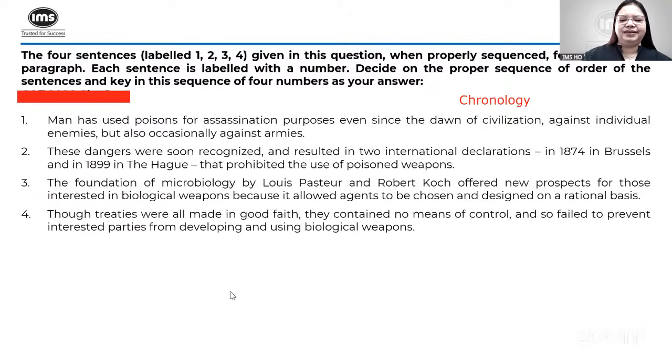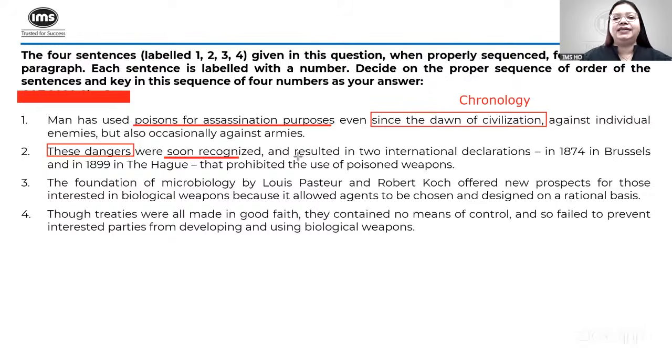Okay, I'm going to help you here. Maybe give you a few clues. If you're going to highlight some of these things, ever since the dawn of civilization, correct? So I can see that your start is absolutely right, correct? An early timeline. And then there is a reference to these dangers. What are these dangers? And why were they soon recognized? If the dangers are referring to poisons that man has used for assassination purposes since the dawn of civilization, then why are you saying they were soon recognized and they resulted in two international treaties or declarations? That said, you can't use poisoned weapons.